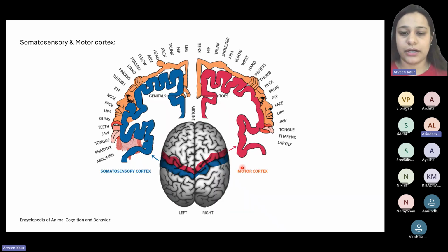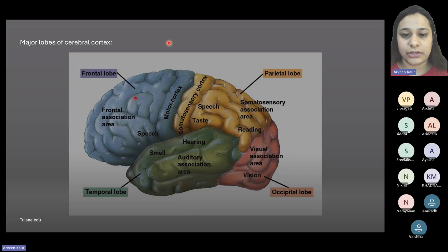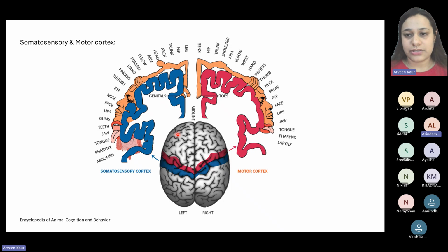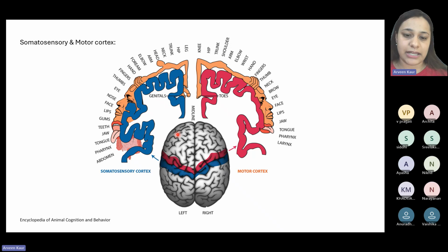Let us briefly discuss the somatosensory and the motor cortex. So the somatosensory cortex is basically over here, like you saw, right? These two strips: the motor cortex, which was majorly a part of the frontal lobe, and the somatosensory cortex, which was majorly a part of the parietal lobe. When we talk about somatosensory cortex, it means the region that is receiving the sensory stimuli and also processing that sensory stimuli in the brain.